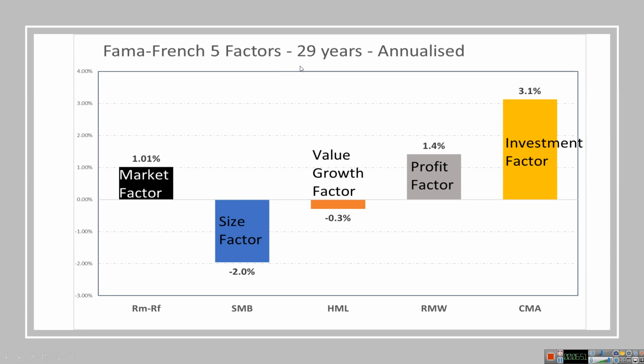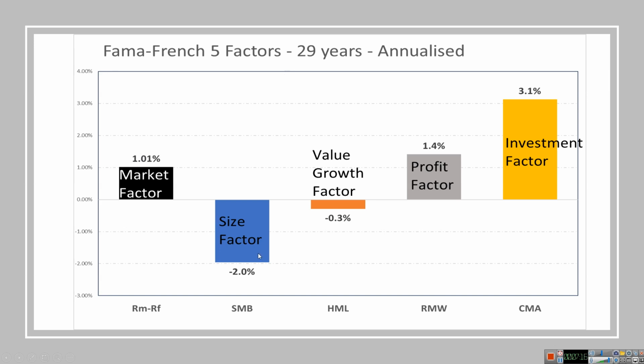So we've got 29 years of data here, and you can see that the market risk premium, RM minus RF here, is actually only about 1% over this period. Most people would like to say it's more like 5%, but we're not finding that. That's largely because risk-free assets have done pretty well over this period.